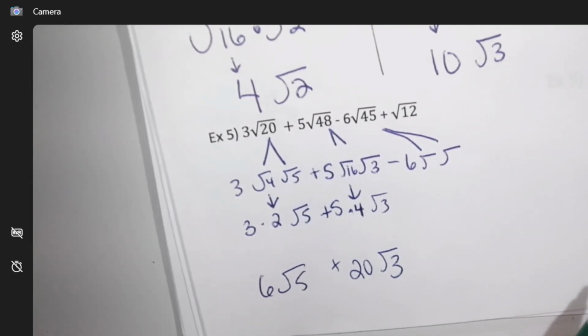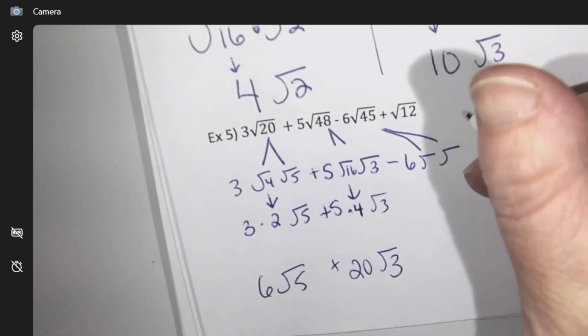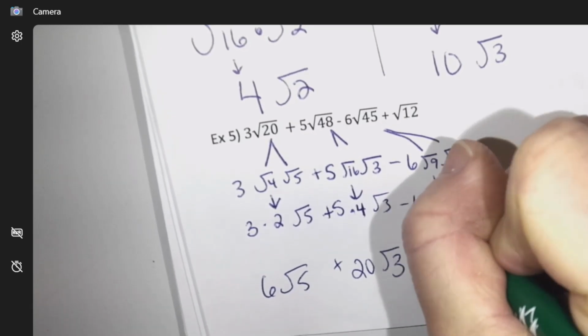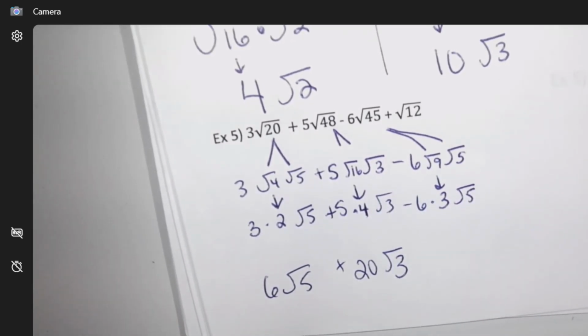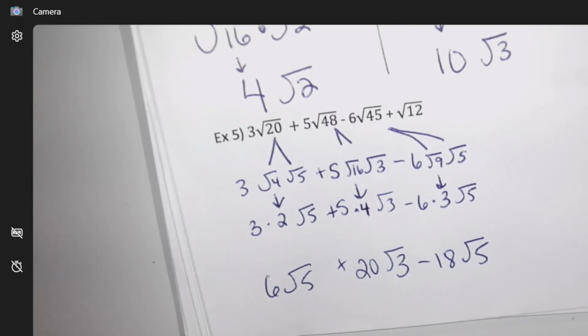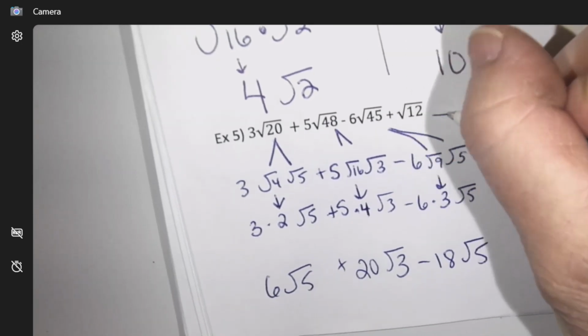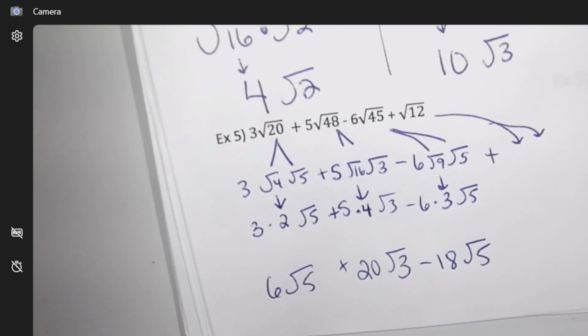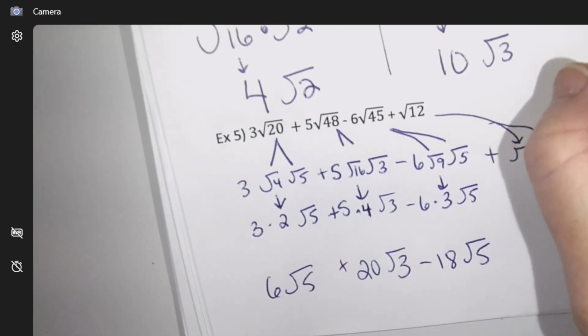Okay, 45. Did you find something good for that one? I'm going to pick 9 times 5. Is that what you did? And then the root 9 can change to a 3, making 18 root 5. And the square root of 12. What could I divide 12 by? 4.